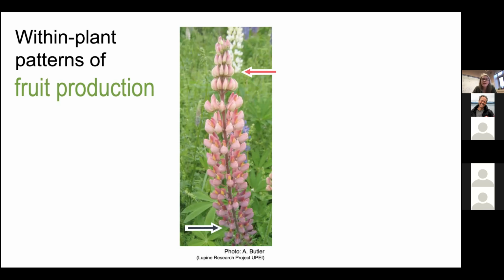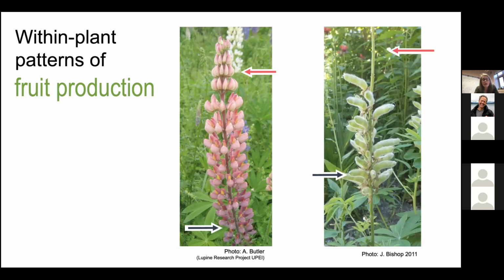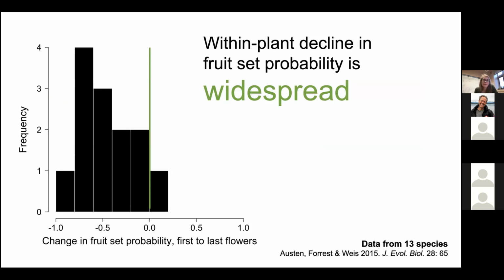And it turns out that frequently it's the flowers that open first on a plant. So in the case of the lupin here, it's the flowers on the bottom that are more likely to mature into fruit than are the flowers that open later on the same individual plant. So in this fruiting lupin over here on the left, we see at the bottom of the inflorescence, the flowers have matured into fruit. At the top of the inflorescence, they have not. So the probability of fruit set has decreased from the first to last flowers within the individual. That pattern is occurring in lupins, at least in these two photographs, but it's a widespread pattern across flowering plants.